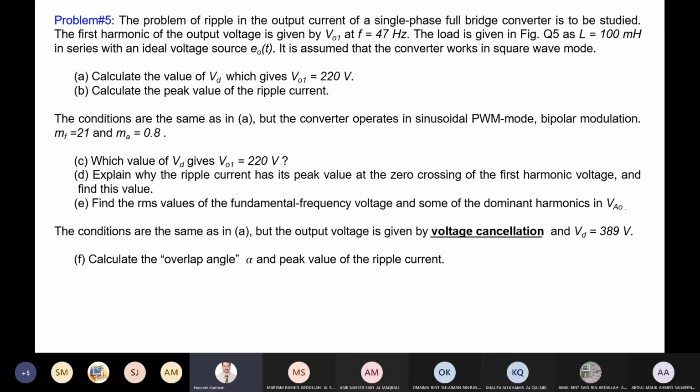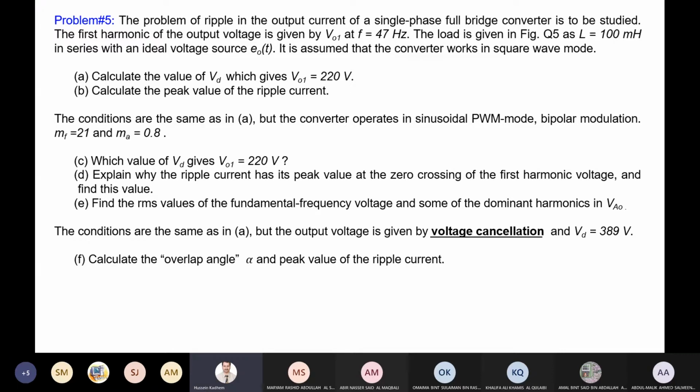You remember when we discussed inverters, we solved similar problems to this one, the fundamental and its sideband harmonics on half leg and full leg. And there is a table we use. You remember? Okay. Then next, he asked me, the conditions are the same as in A again, but the output voltage is given by voltage cancellation. Oh, you remember voltage cancellation? We have alpha and beta. There is a formula we use.